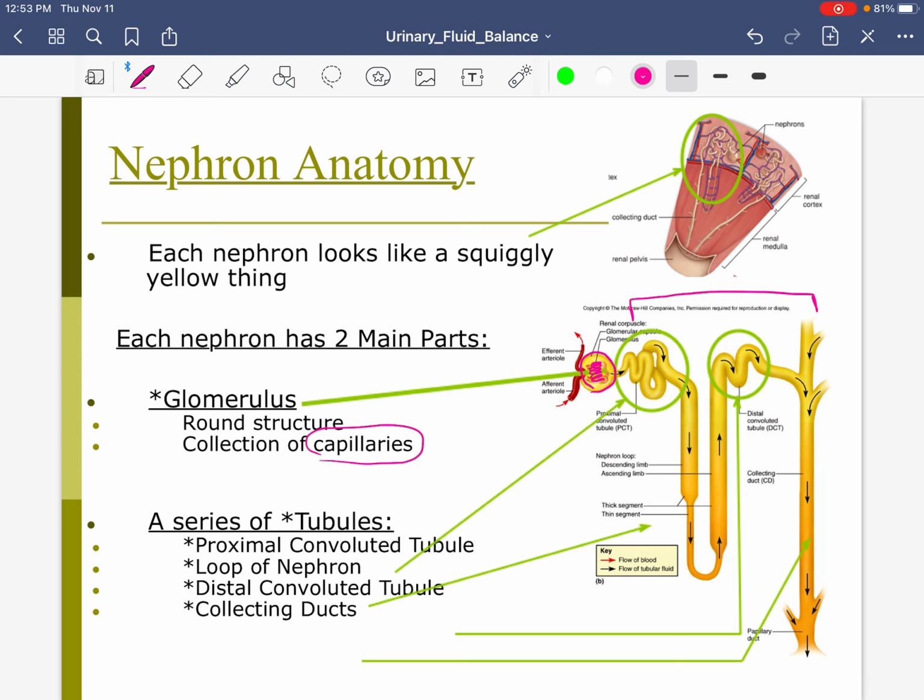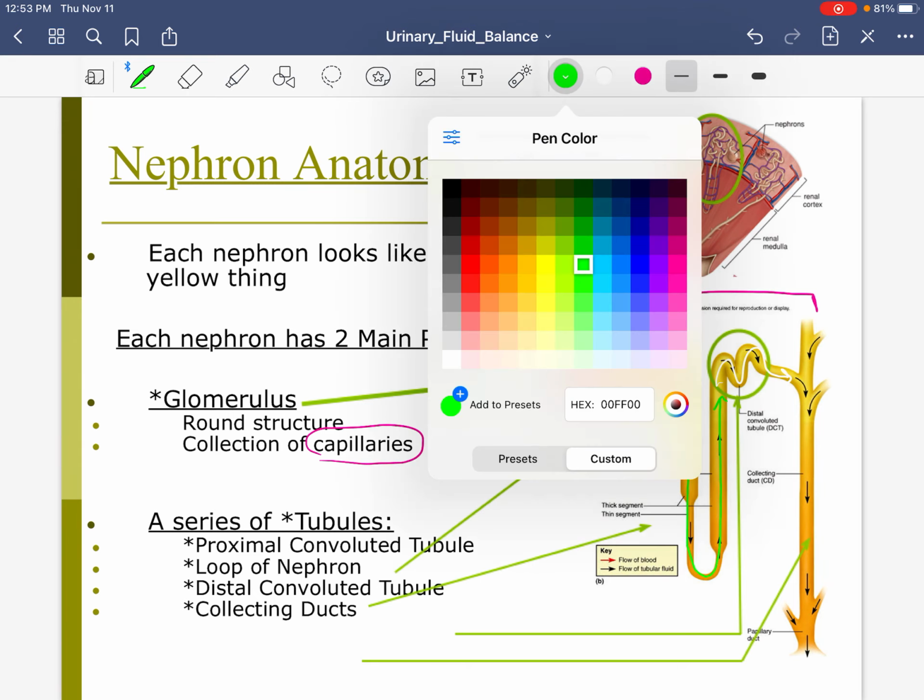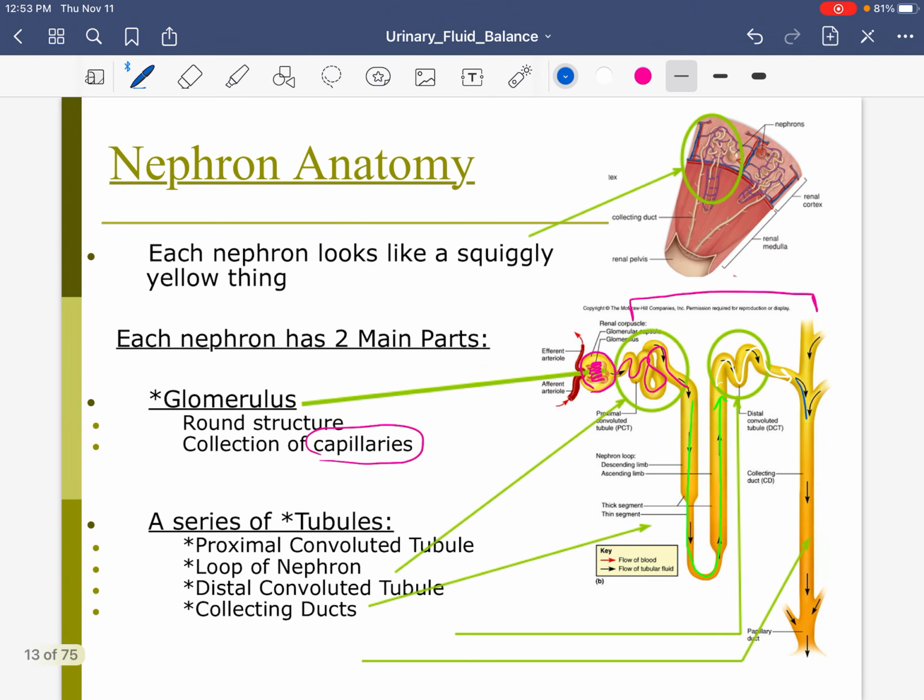What we're going to find out is these tubules, the fluid is traveling in one direction only. These are one-way streets. So the first tubules, after leaving that ball, or the collection of capillaries called the glomerulus, the first tubules are the proximal convoluted tubules. I just put that in pink. Then we have the loop of Henle, or the loop of nephron. I put that in green. Then we have the distal convoluted tubule. I put that in white. And lastly, we have the collecting duct, where all the other nephrons empty into.